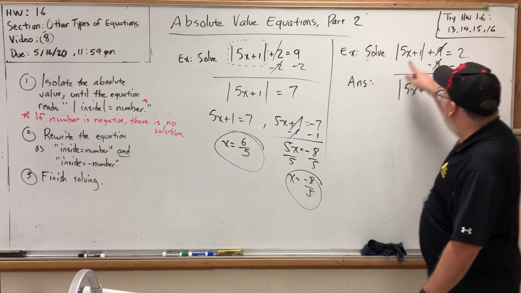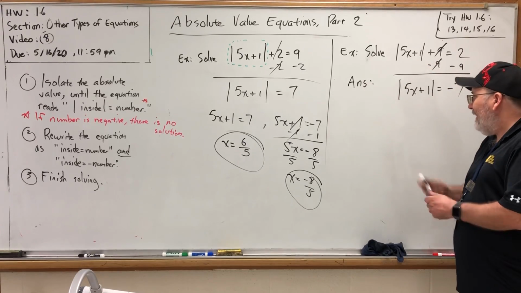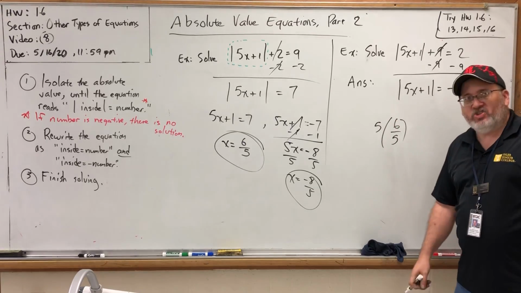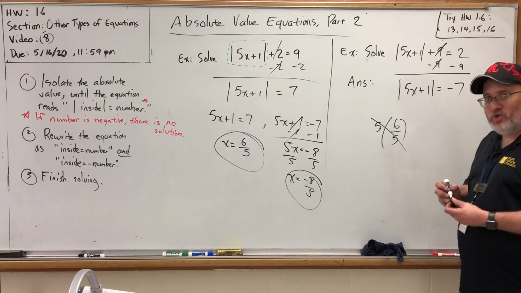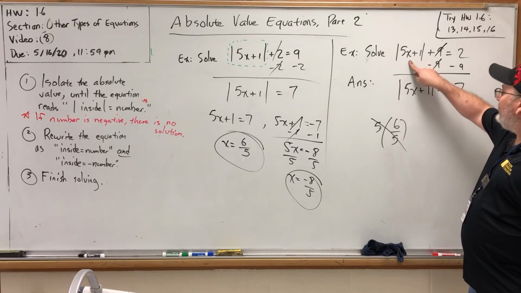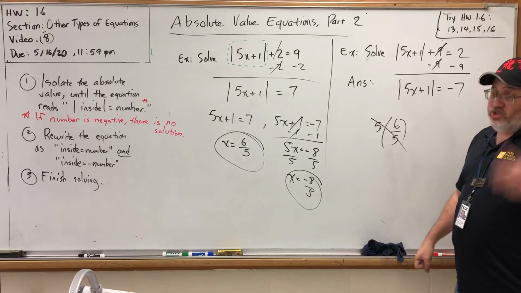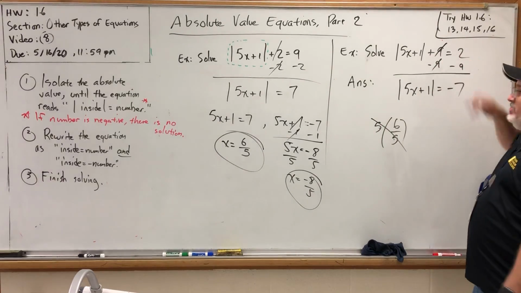Take the 6/5, stick it here. Oh no, I gotta multiply. Well, guess what? 5 times 6/5 is easy, because a fraction is a division problem. Multiplying by and dividing by 5 are opposites, and those cancel. So if I put 6/5 there, I would get 6 plus 1, the absolute value of 6 plus 1 is 7, and the absolute value of 7 is 7, but 7 plus 9 is not equal to 2.